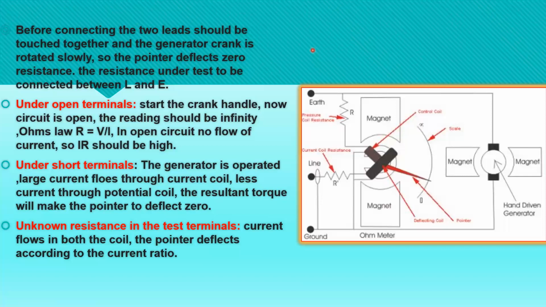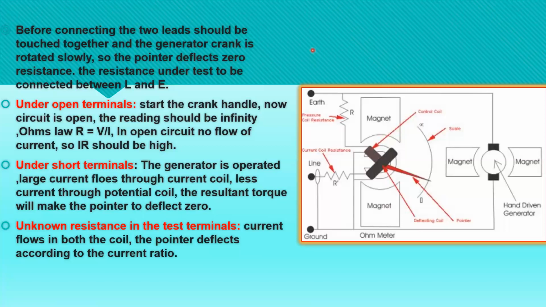Then the first condition is under open terminals. The test terminals are kept open. Whenever there is an open, there will be a very high resistance that we can call infinity. Now the crank handle is driven. The DC generator is rotated. The armature is going to produce 500 volts. The voltage will flow through the potential coil. The coil will always be energized, as we have already said, but there will not be any current in the current coil because it is open circuited.